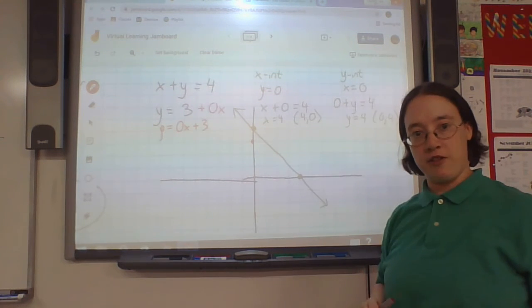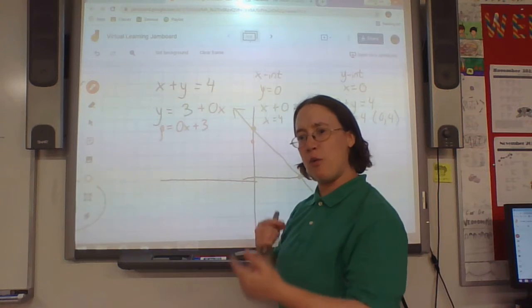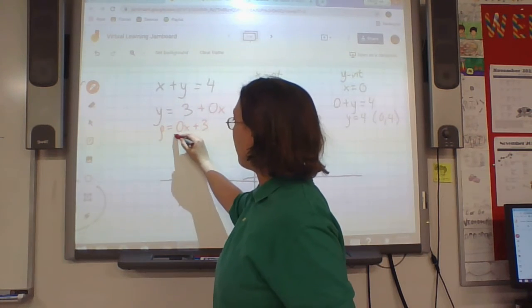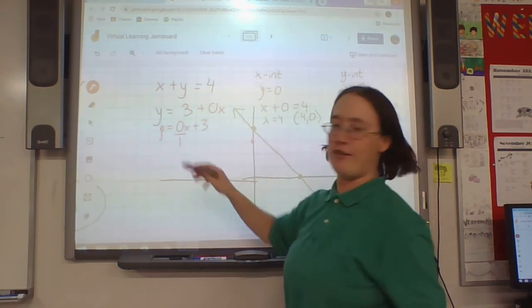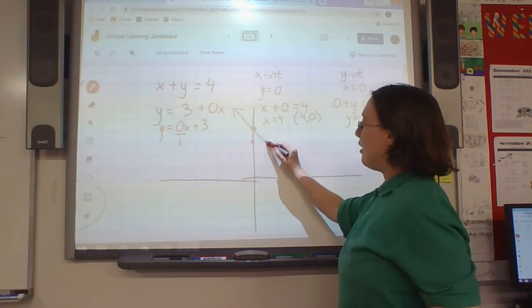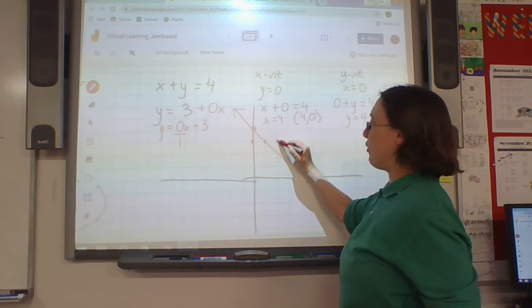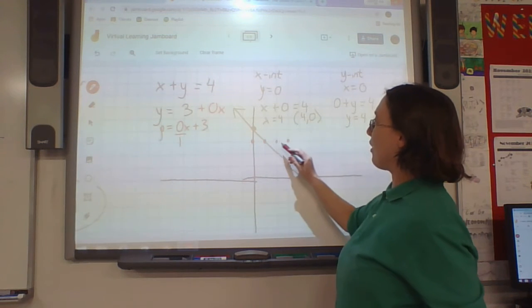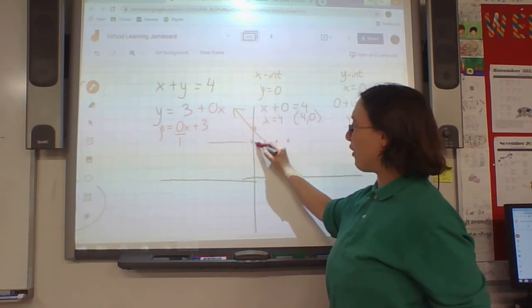And then if our slope is 0, same sort of thing as that 1. If there's not a number on the bottom there, that's a 1. So we're going to rise 0, or not rise at all, and then run 1. So rise 0, run 1. So this is just going to give you a horizontal line at 3.